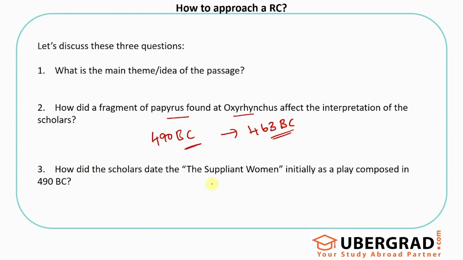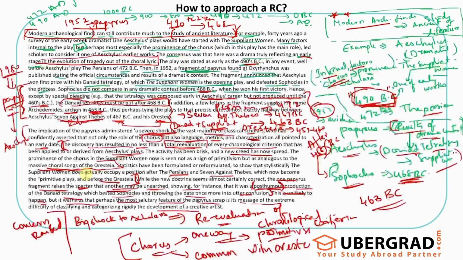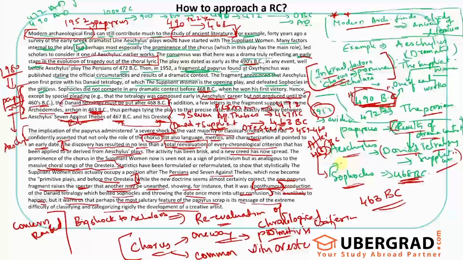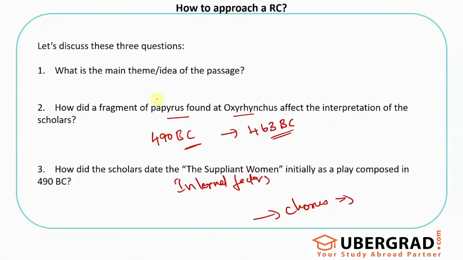How did the scholars date the Suppliant Women initially as a play composed in 490 BC? Simply using the internal factors, right? They've used the internal factors, the language, the characterization. Prominently, they've used the chorus, how it was closer to the, all this is written here, right? The consensus was that the drama was reflecting an early stage in the evolution of tragedy from the choral lyric, which helped them to get to this. So they've used the internal factors, and they've also explained what they are. Chorus, language, metrics and characterization all pointed to an early date. So that's what they've used to get this, right?